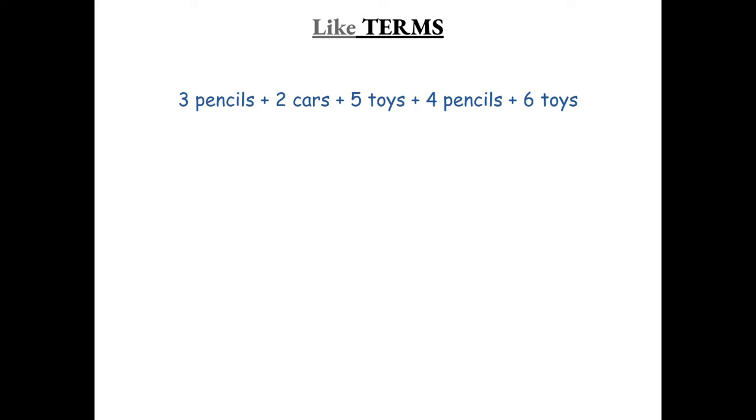So here we have 3 pencils, 2 cars, 5 toys, 4 pencils, and 6 toys. Now, the way to simplify this is that you add like terms. So for instance, the pencils in this case are like terms. So you'd add 3 pencils and 4 pencils, and you have 7 pencils. You have 2 cars. There's no other cars, so it's just 2 cars altogether. And there are 5 toys and 6 toys. So really altogether, you have 11 toys.